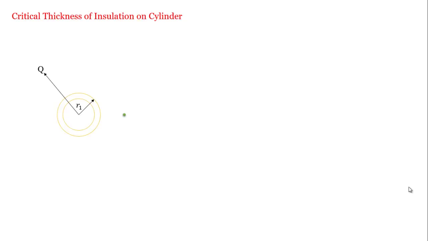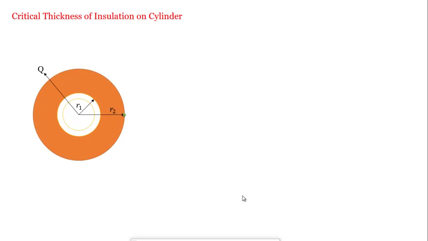Consider heat flow from a steel tube of outside radius R1. This is insulated by a layer of insulation, so the outer radius of the insulation will be R2. Let the temperature of the outside of the steel tube be T1, and K the thermal conductivity of the insulation. Atmospheric air flows around this cylinder at temperature T infinity. H is the heat transfer coefficient, and T2 is the outside temperature of the insulating material.